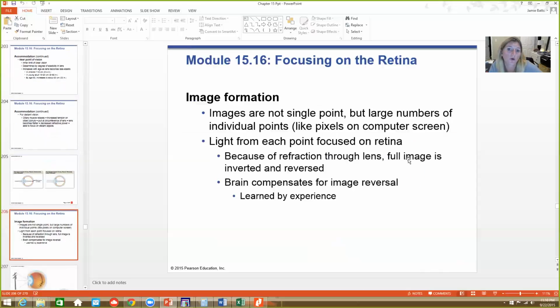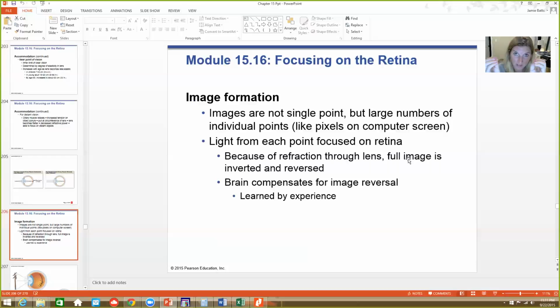So the image is formed not from a single point, but from large numbers of individual points, kind of like the pixels of a computer or of a TV, right? So light from each point is focused on a different part of the retina. And because of refraction, the full image is inverted and reversed. So what you're actually seeing in your eye is an upside down, backwards image of whatever you're looking at, which is kind of like, whoa, it's a lot to think about, right?